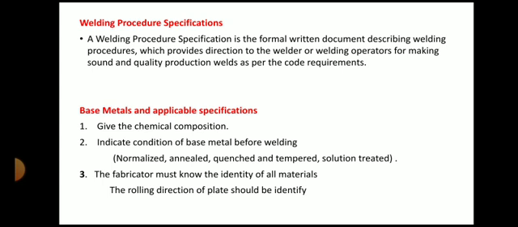Then the fabricator must know the identity of all material, that is, the rolling direction of the plate should be identified. That means the welder should know all the information about the base metal.